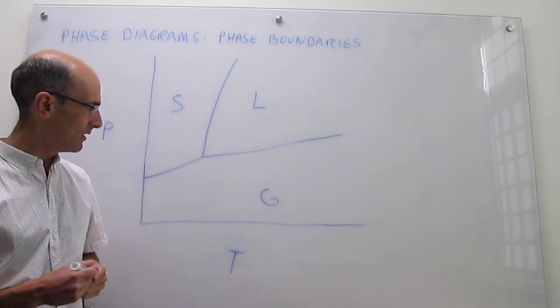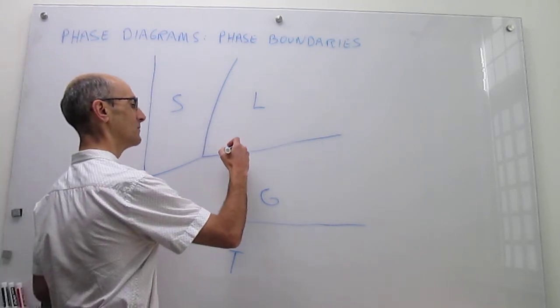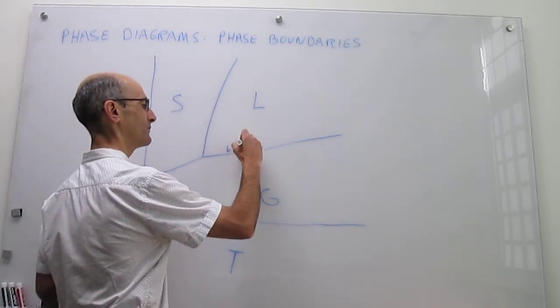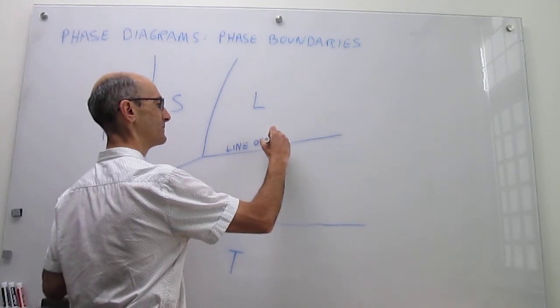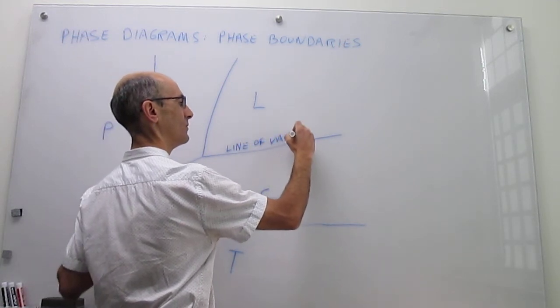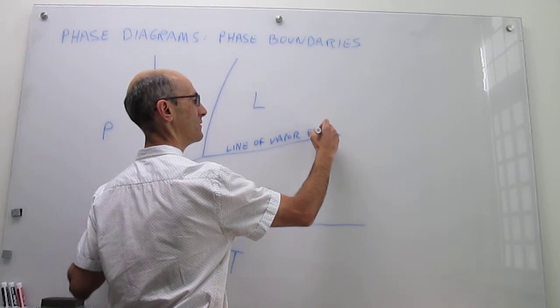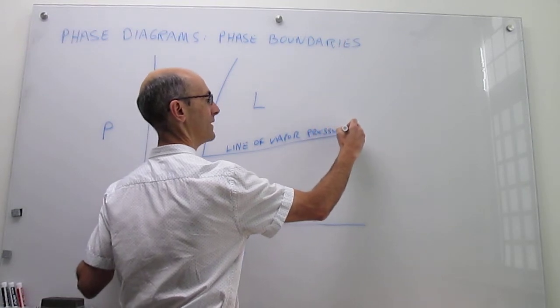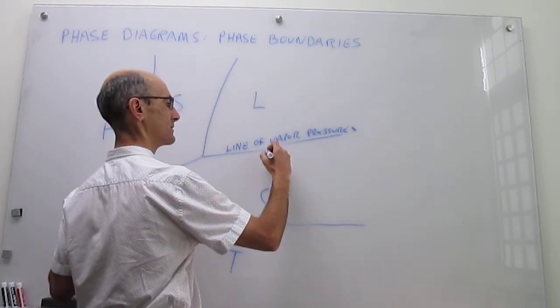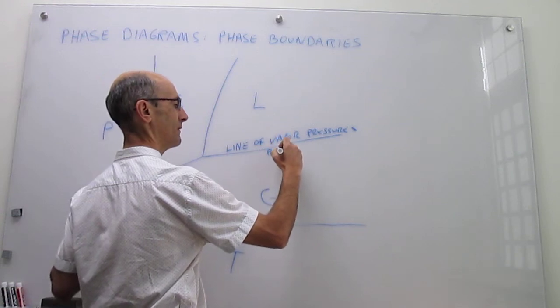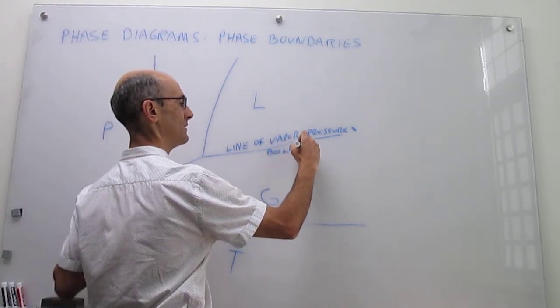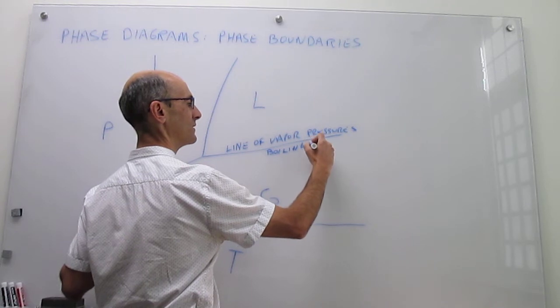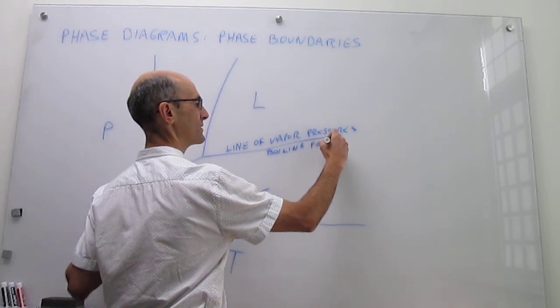Right, so our question is to understand that line a little bit better and see how we can determine it. This line is often called the line of vapor pressures, or the line of boiling points of a particular pure substance. Right, so let's talk a little bit about the vapor pressure to start with.